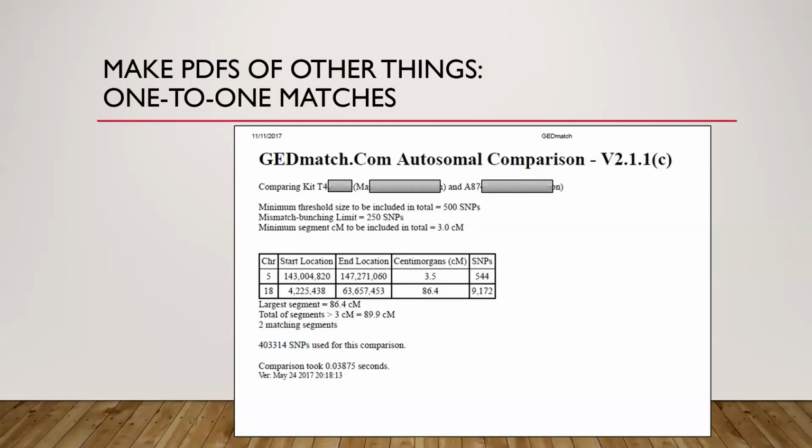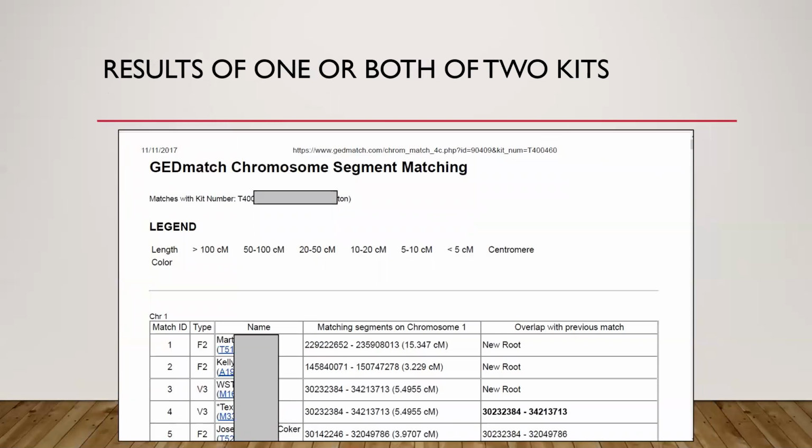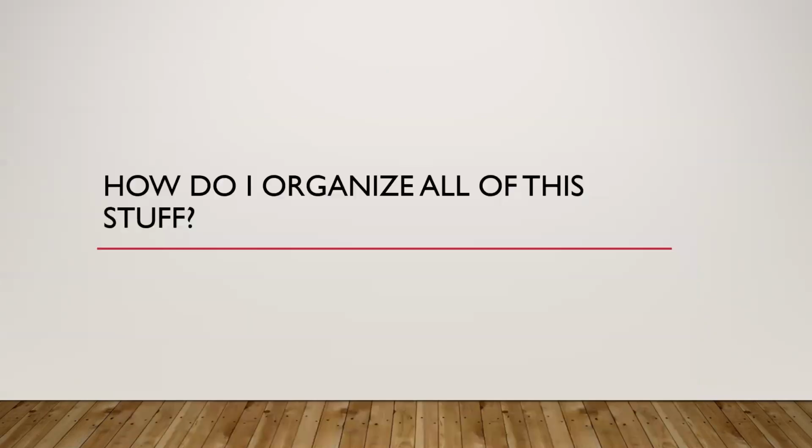There are a couple of ways that you can do that, but let me show you a couple more examples. One or both of two kits. I used to use this tool a lot when I was doing analysis, the people who match one kit or both kits. It's really a valuable tool, but a lot of times these reports are several hundred pages. So I'm not going to print several hundred pages, but I am going to save it as a PDF.